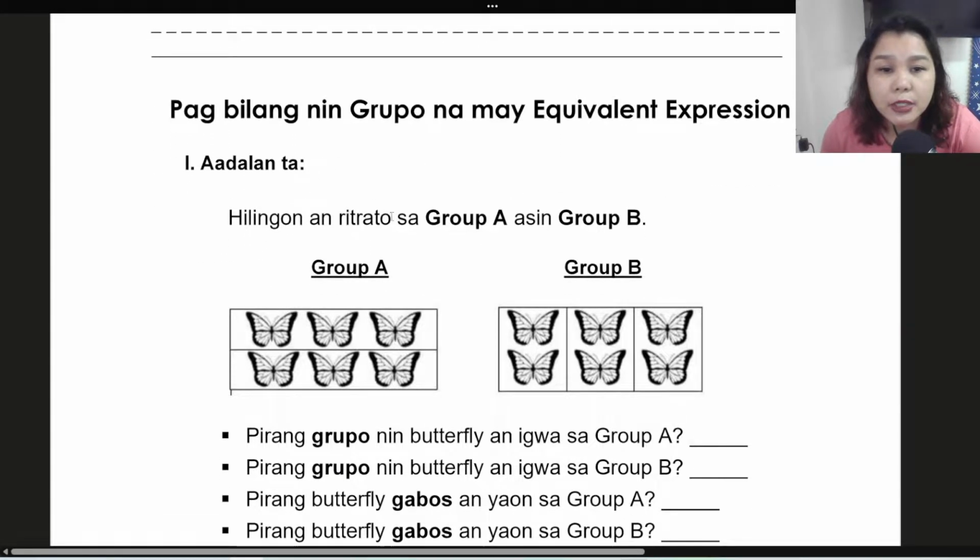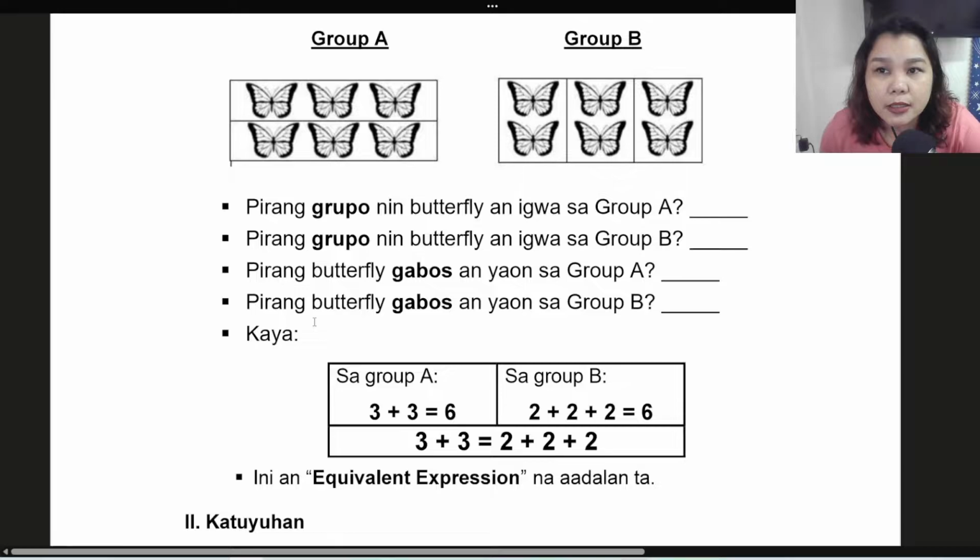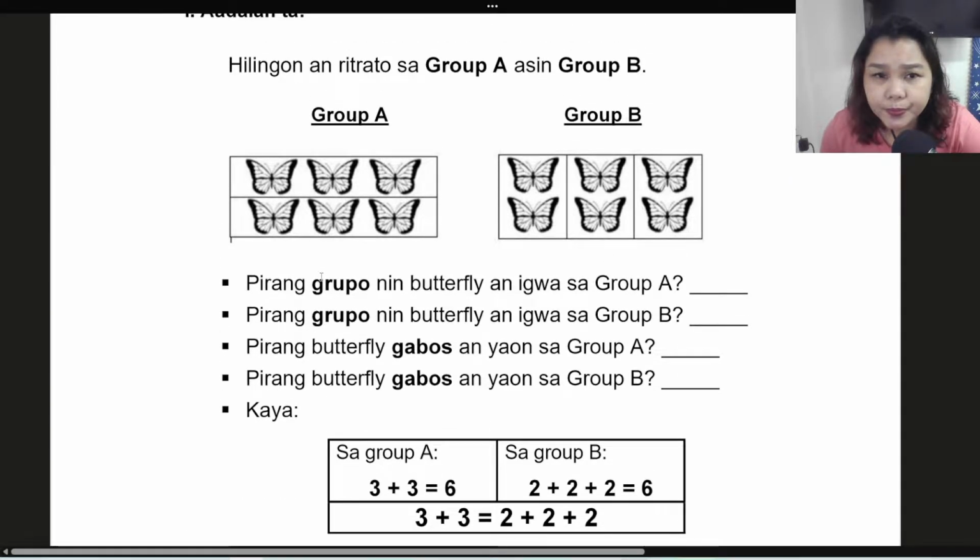Aadalan ta, hilingon ang retrato sa group A as in group B. So sa group A, igwa kita nin mga butterflies. Sa group B man, igwa man butterflies. Okay. Try tanang simbagan ang mga hapot. Pirang grupo nin butterfly ang igwa sa group A. So, pira gabos yan? Okay, 6.